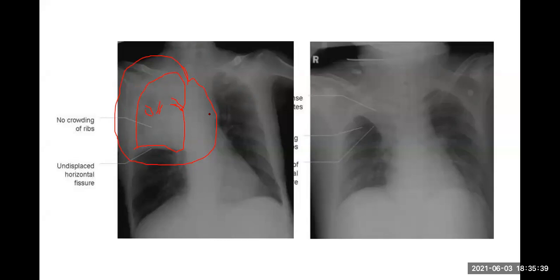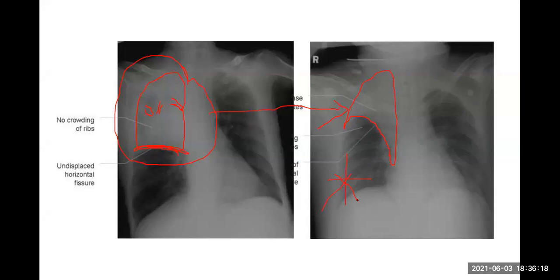Now compare this with this picture. It is almost the same. The only thing is, can you see this? The shape is a bit different. So what has happened? This is the outline of the horizontal fissure of the lung. What has happened in this one? The horizontal fissure, imagine, the horizontal fissure has been pulled up like this.